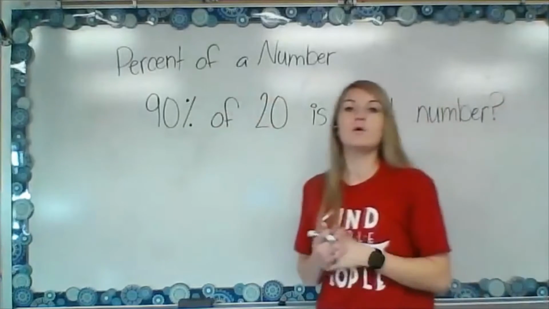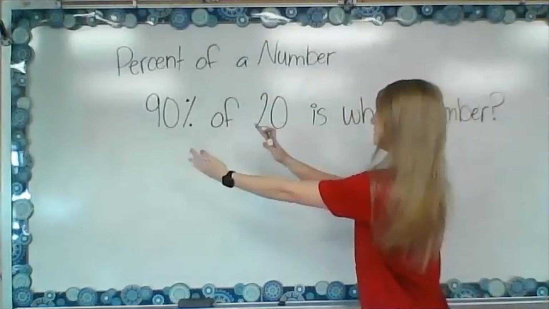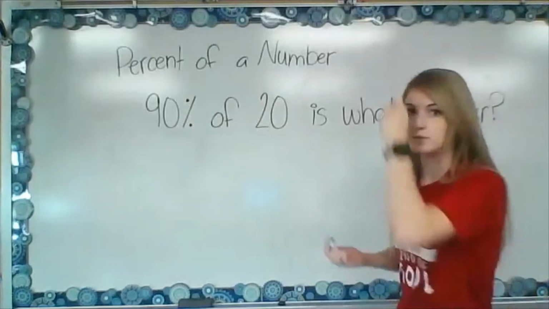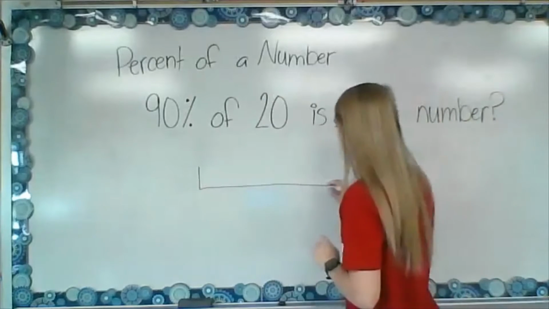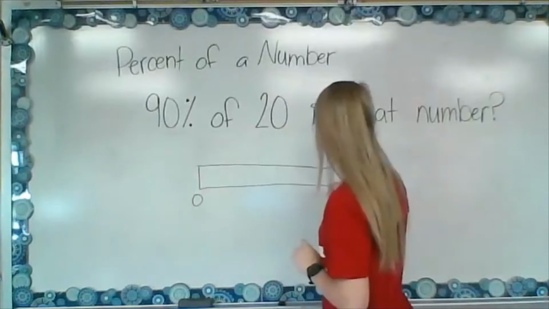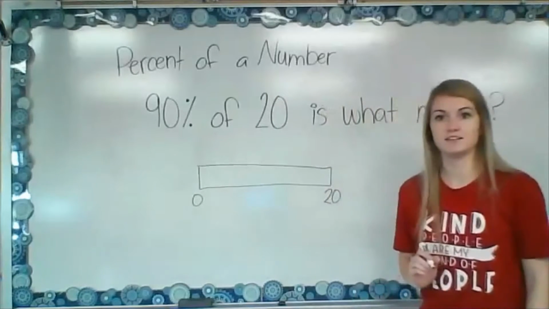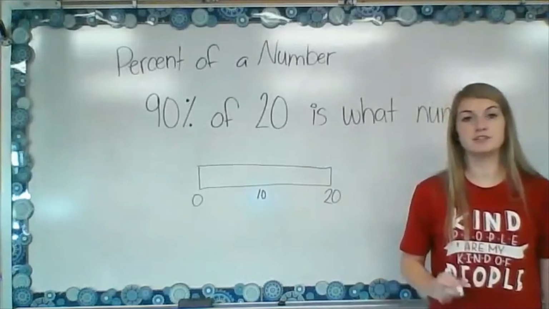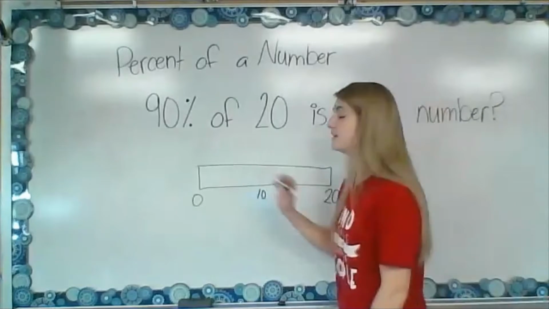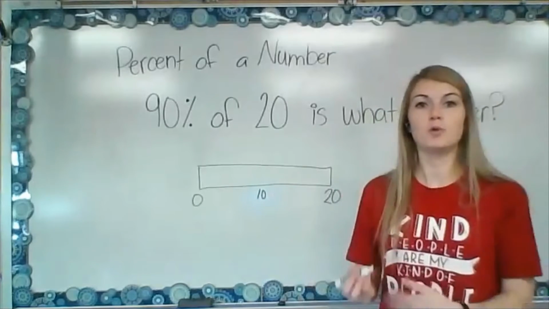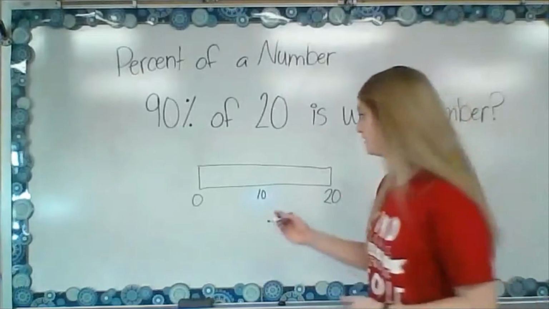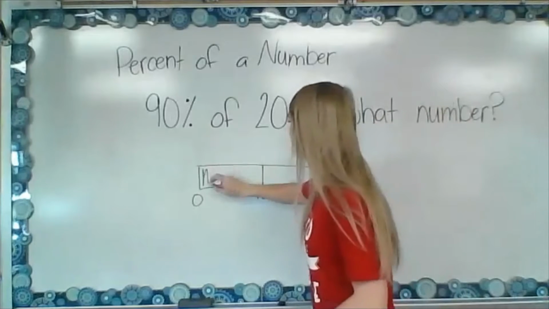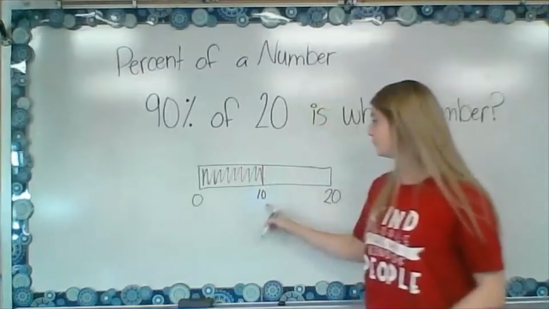Okay, so what this is asking is what percent of 20 is a number. So think of it like this. For example, if I had a box with 0 at one end and 20 at the other end, 10 would be in the middle, right? And if I were to fill this box in, let's say I wanted to fill in 50%. What's 50% of 20? Well, 50% would be half, right? So that'd be right in the middle. So 50% would be 10.